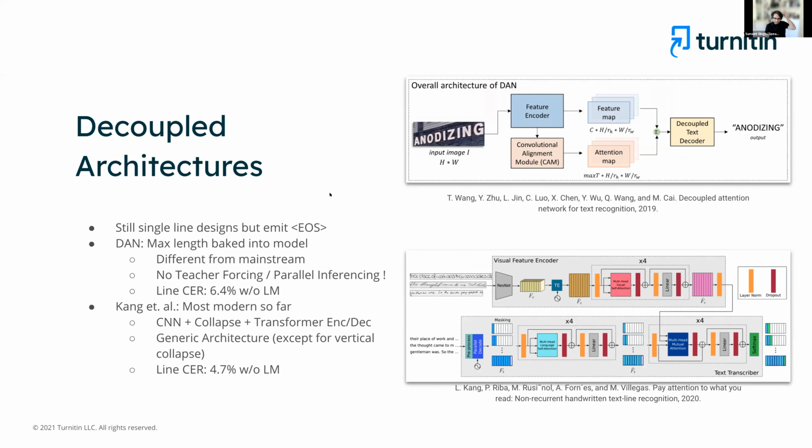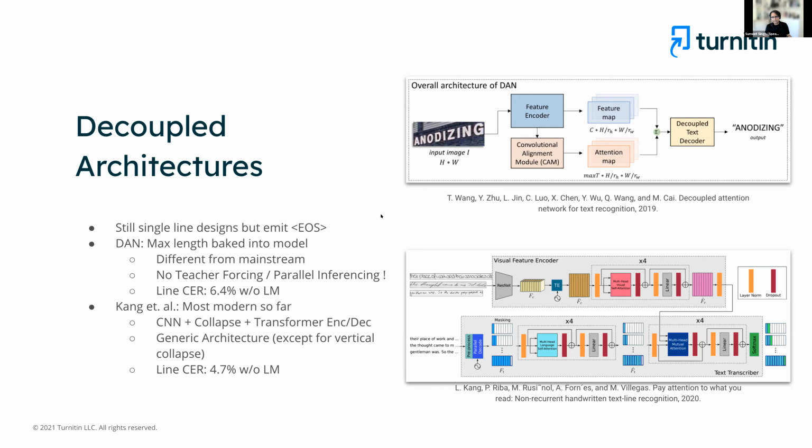And finally, the last step in the evolution is decoupled architectures, where you don't have the problem that I mentioned earlier about having to rely on CTC, because now you truly have a separate encoder and a separate decoder whose lengths are completely decoupled from each other. So the job of the encoder is to encode the image, and the decoder then decides how many steps it wants to decode, independent of the size of the image.